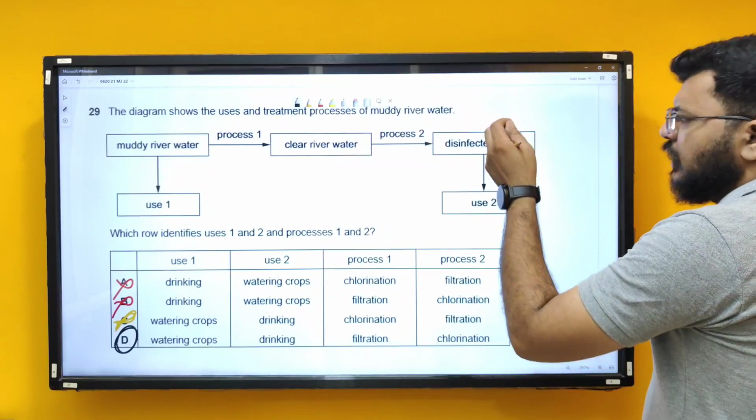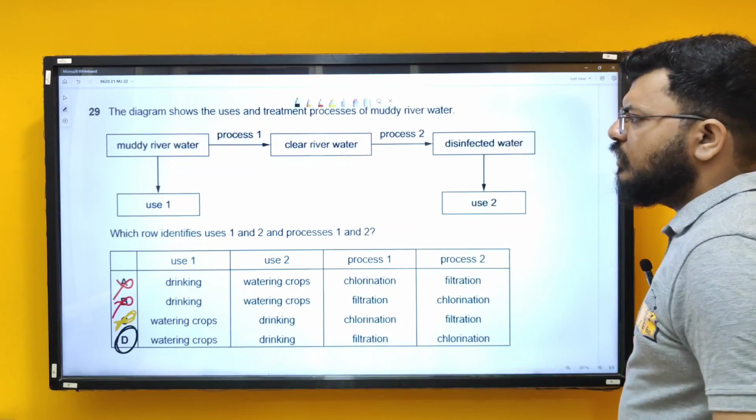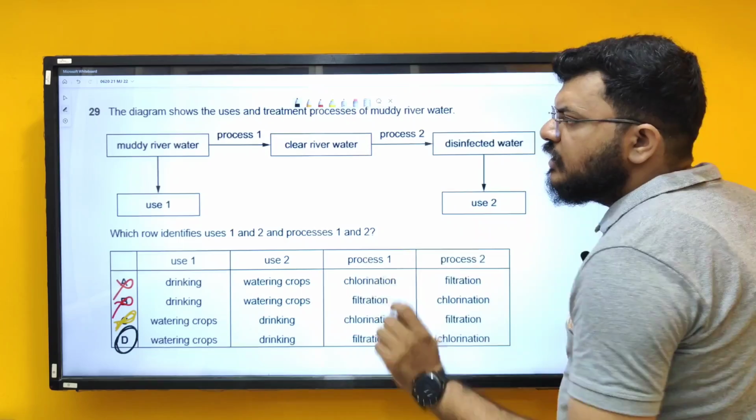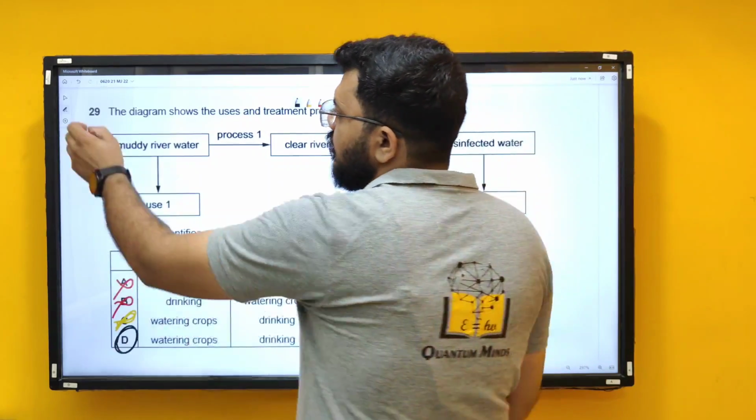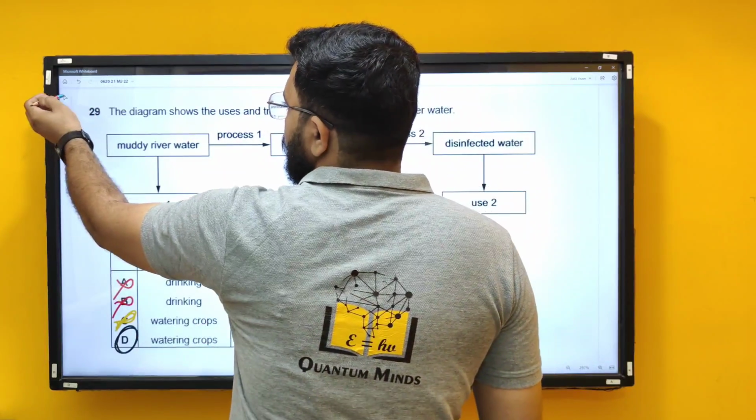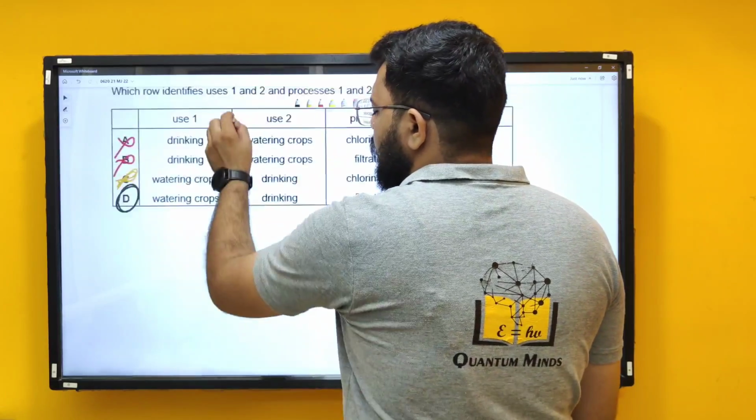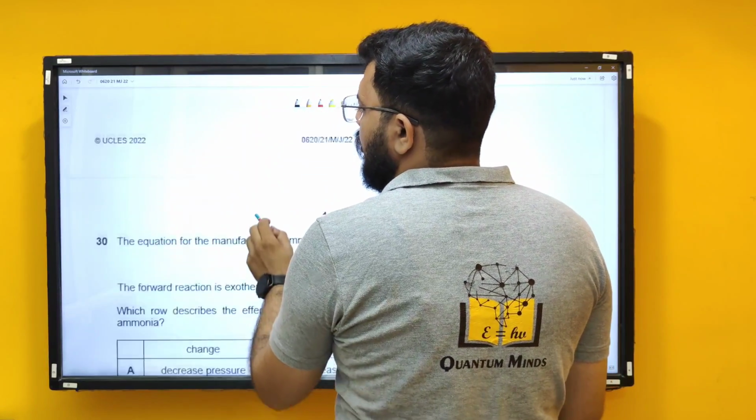Correct. After chlorination, it is fit for drinking. So use 2 is drinking. These are the correct answers. Let's go for question number 30.